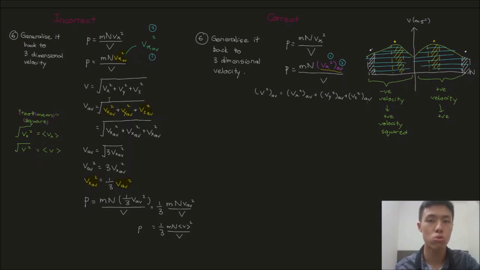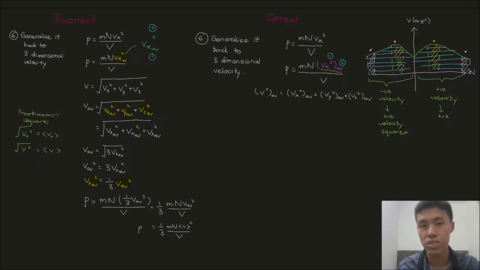I'm not supposed to do it in v average, because v average should definitely get 0 because the left and the right cancel, the up and the down cancel, the front and the back cancel. So that's not what we should do. We should do it in square form. So this is what we should do. We don't do the square root here.